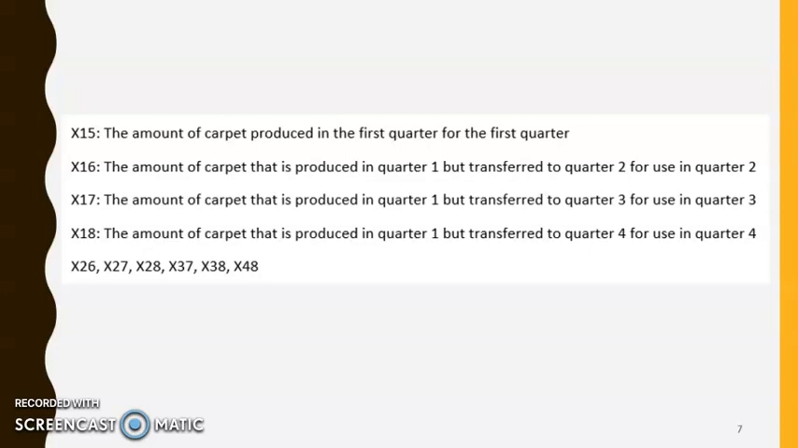X17 is the amount of carpet that is produced in quarter one but transferred to quarter three for use in quarter three. It is specified clearly that the amount of carpet that is produced in quarter one but transferred to quarter three is not for use in quarter four. Why? Because we want to have 100% control over the specification.